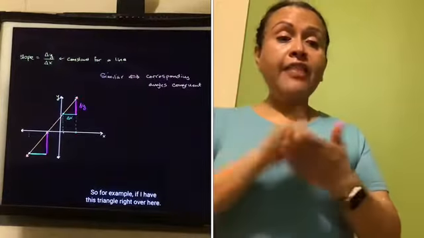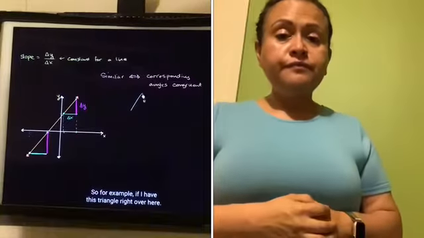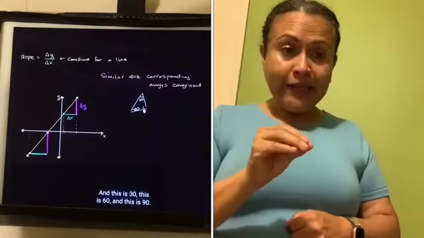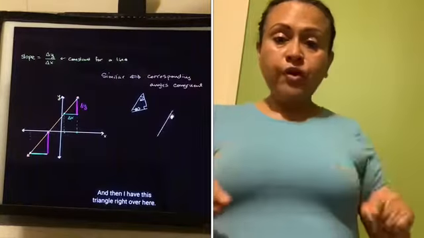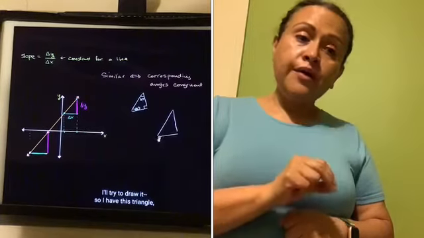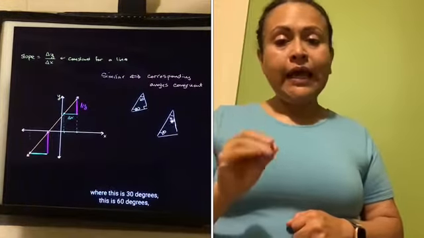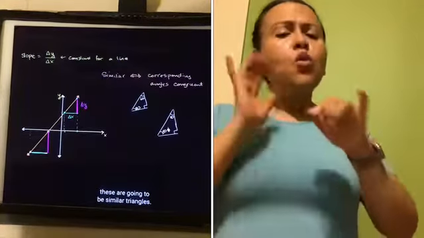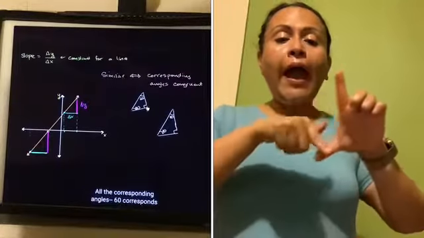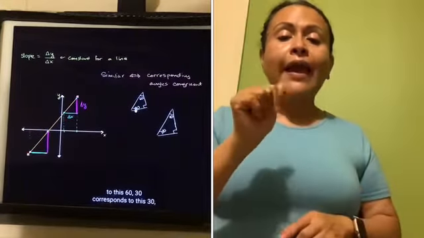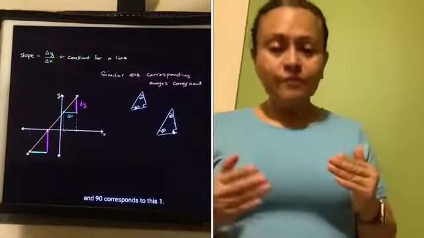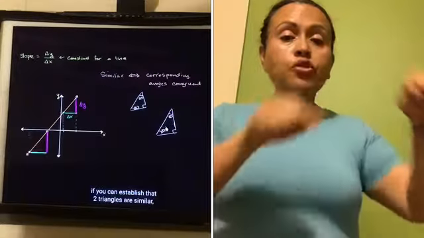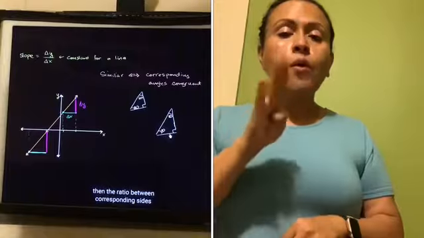So for example, if I have this triangle right over here, and this is 30, this is 60, and this is 90, and then I have this triangle where this is 30 degrees, this is 60 degrees, and this is 90 degrees. Even though their side lengths are different, these are going to be similar triangles. They're essentially scaled up versions of each other. All the corresponding angles: 60 corresponds to this 60, 30 corresponds to this 30, and 90 corresponds to this one. So these two triangles are similar. And what's neat about similar triangles is that if you can establish that two triangles are similar, then the ratio between corresponding sides is going to be the same.